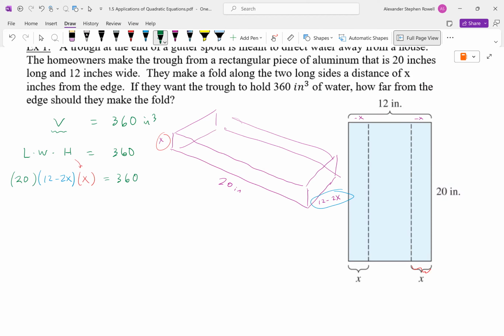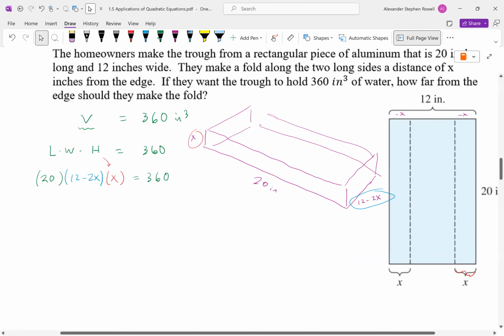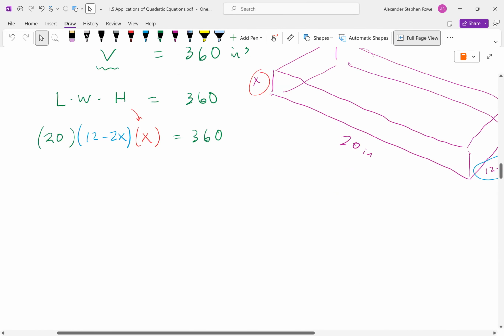All right, so what gives it away? This is a quadratic equation. X is multiplied together to make an X squared. So can you guys distribute this in your head?